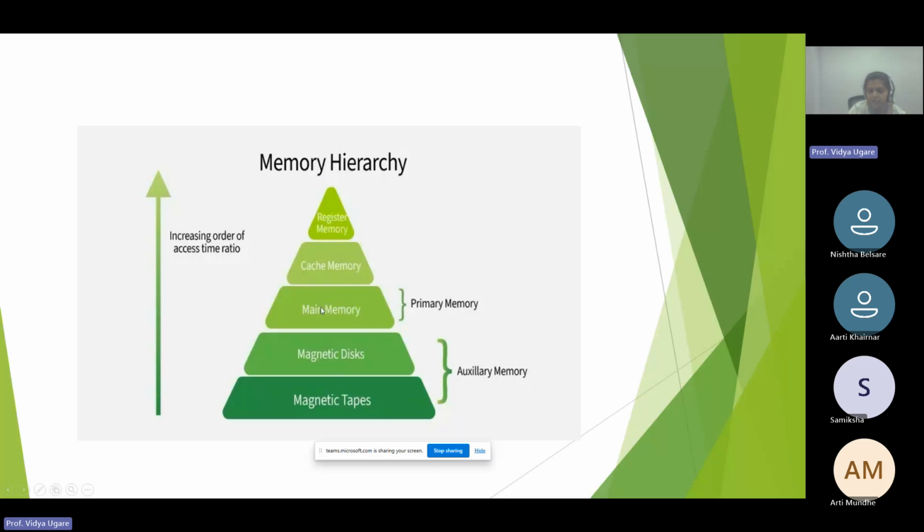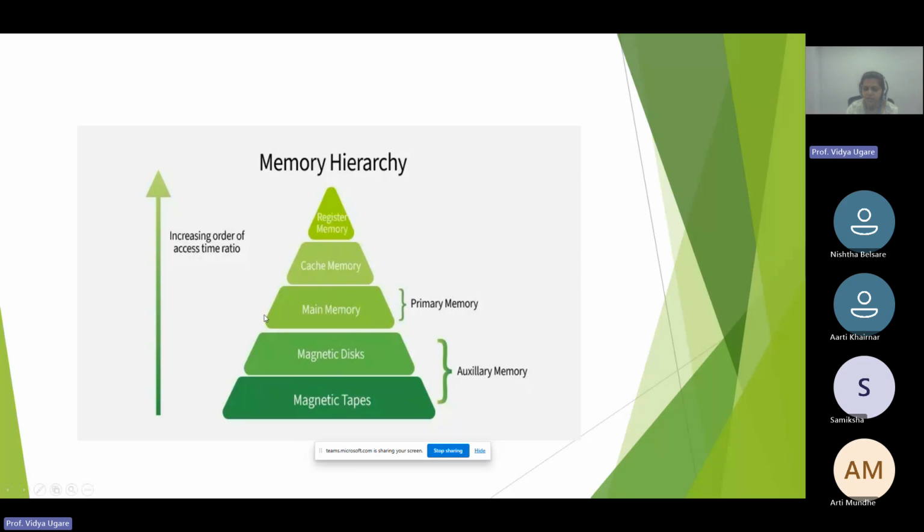And then comes the secondary memory, which is also called the auxiliary memory. In it, magnetic disk means the hard disk, or earlier there were magnetic tapes, which are used for backup purposes. So magnetic disk and magnetic tapes both come in secondary memory, which stores the data permanently. The capacity of this to store data is much more than main memory, cache and register.